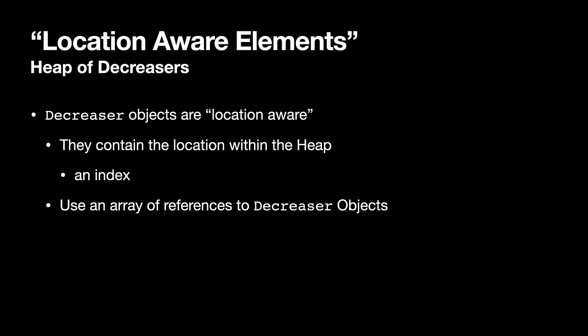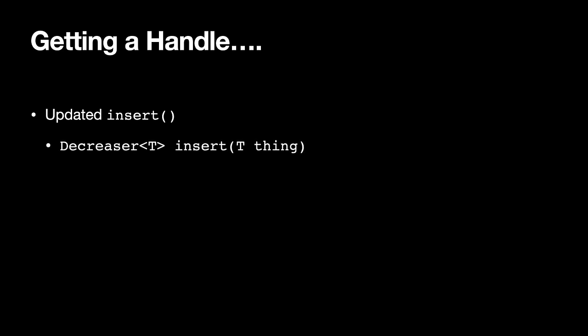So we're going to be using an array of decreaser objects in the heap. So we'll have to be a little bit careful about swapping items around. So how will we get one of these decreaser objects? How will we access one of these handles? We'll make it a byproduct of inserting something. When we insert something into our heap, we will return a decreaser object that will allow us to get to that item and update its priority in the future.